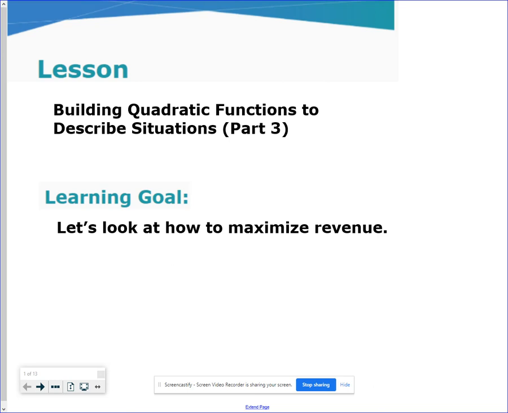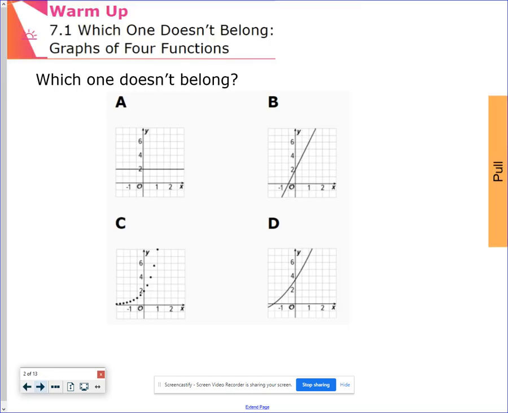Hello, algebra students. We're going to spend one more day taking a look at quadratic functions, and we're going to use what we know about those and the equations from them to, again, describe some more situations. Specifically today, we're looking at several problems where we're trying to maximize revenue. We're trying to find the way that a company would use this in a practical application to be able to make the most money possible in a situation.